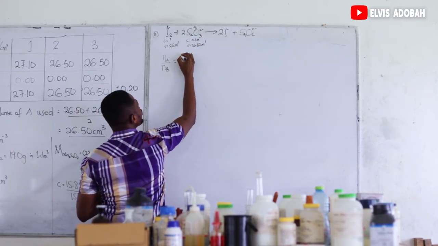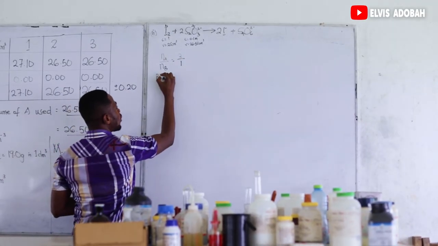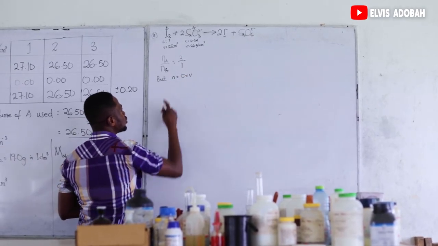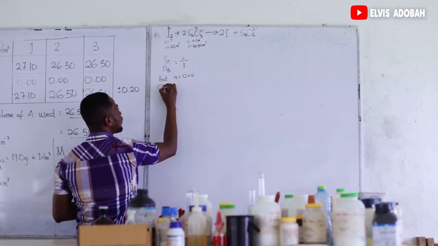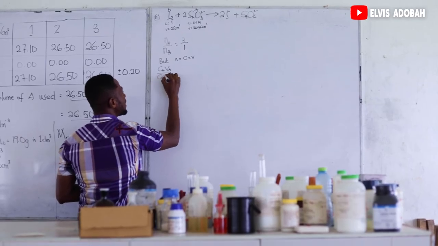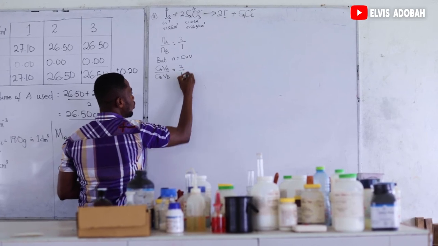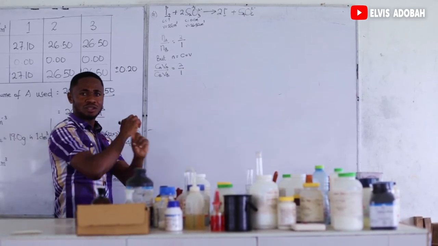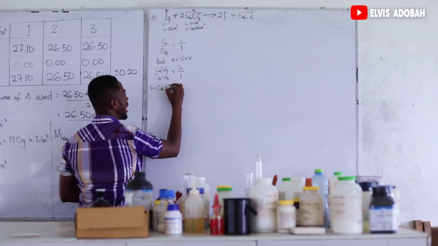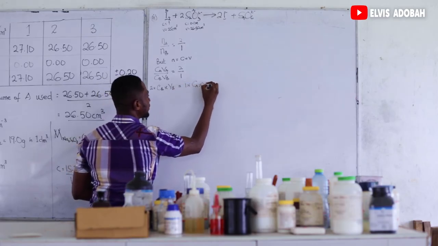Solution A, solution B. Moles of A as a ratio of moles of B. Moles of A is 2. Moles of B is 1. But we know from mole concept that amount is concentration times volume. So amount of A will become concentration of A times volume of A. Amount of B will be concentration of B times volume of B. And all of that is equal to the ratio 2:1. We can cross multiply. This one, 2 times concentration of B times volume of B is equal to 1 times concentration of A times volume of A.